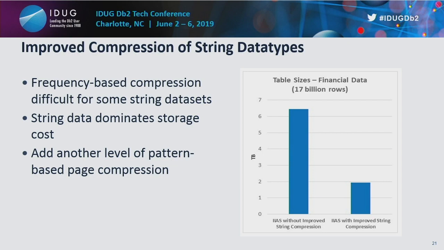So this is an actual customer example for financial data. There are 17 billion rows. We were basically able to shrink this table down from somewhere around 6.5 terabytes to just under 2 terabytes. So that was amazing compression we were able to get, and the customer was very pleased with this case. Okay. So the last thing I want to talk about real quick is fragmentation.